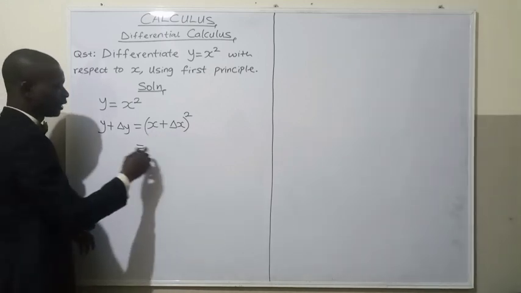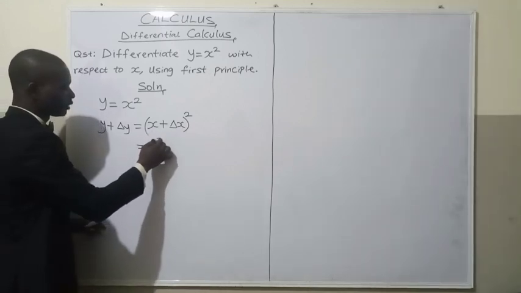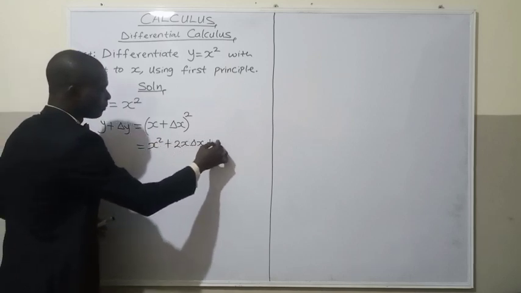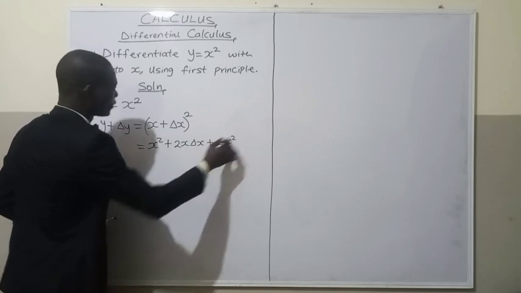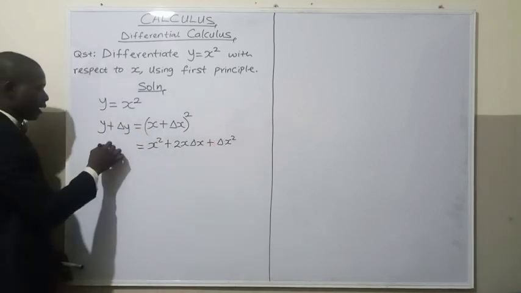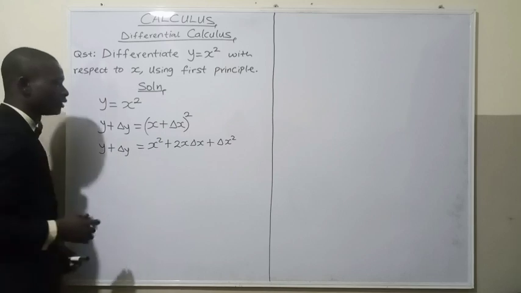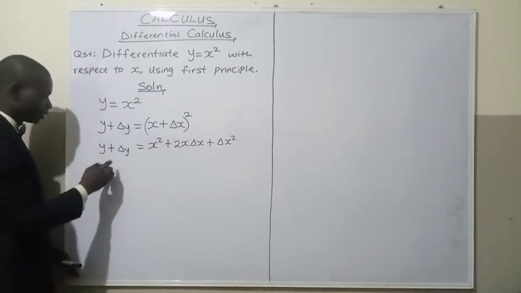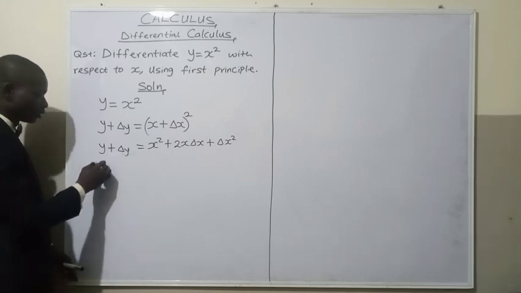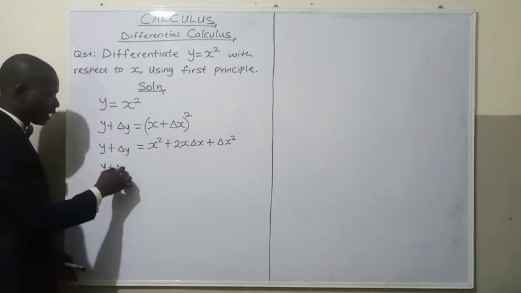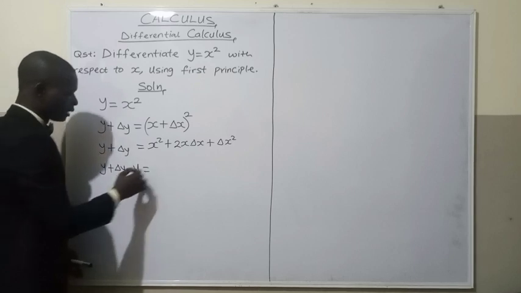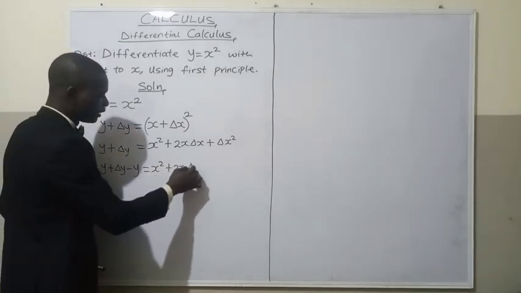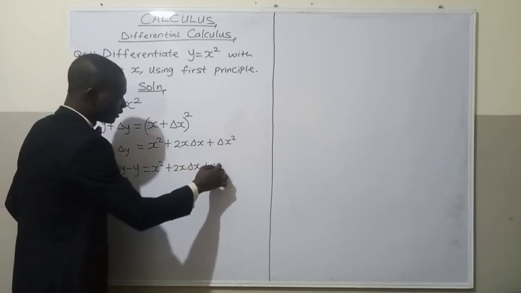When we expand this bracket, of course, it's just going to give us x squared plus 2x delta x plus delta x squared, and that is the new y plus change in y that we have. So the next thing now is to make change in y the subject of the formula. For us to make change in y the subject, we are going to have y plus delta y minus y, and that's going to be equal to x squared plus 2x delta x plus delta x squared.